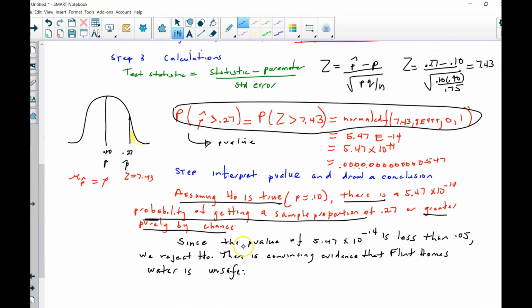And so this is the conclusion you would make. Since the p-value of 5.47 times 10 to the negative 14th is less than 0.05, we would reject H0. So as long as the p-value is less than the significance level you choose, you would reject it. And then you make a statement: there is convincing evidence that Flint's home water is unsafe.